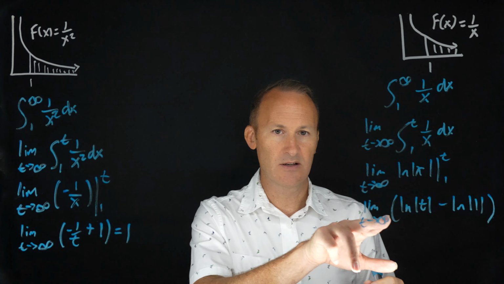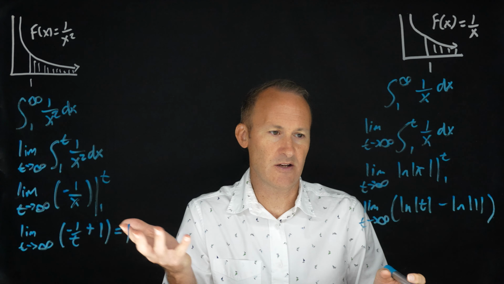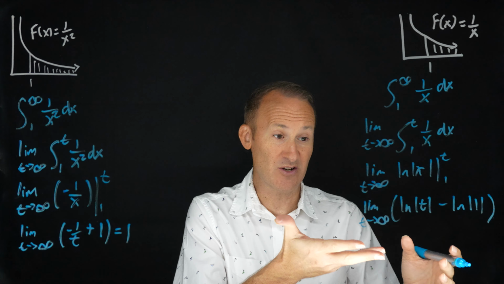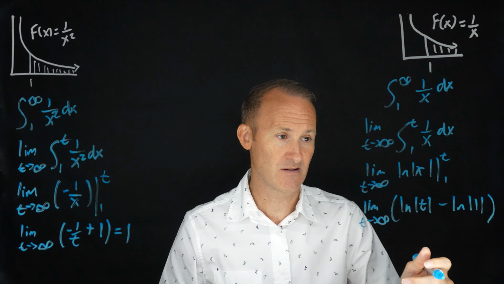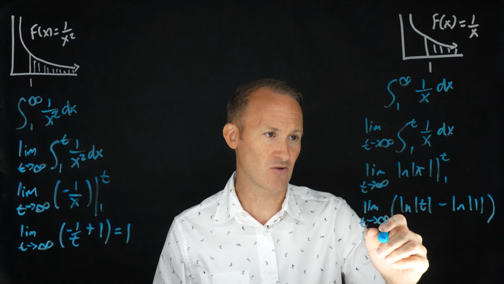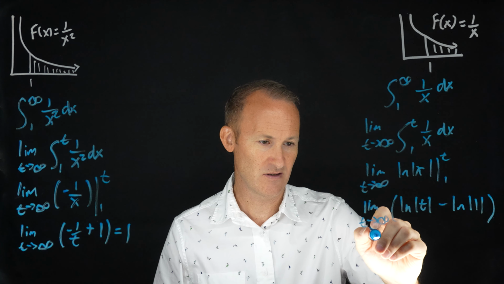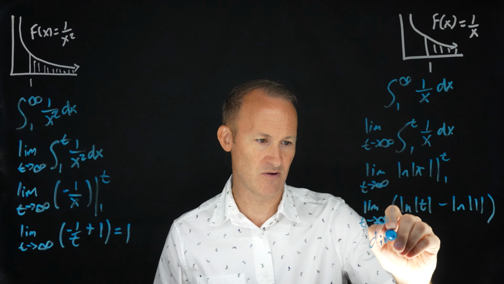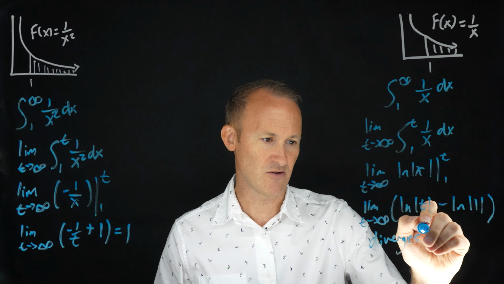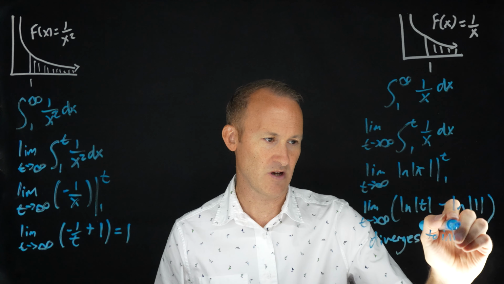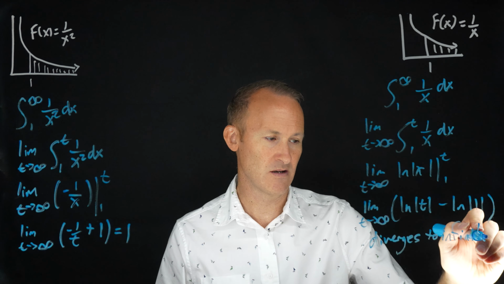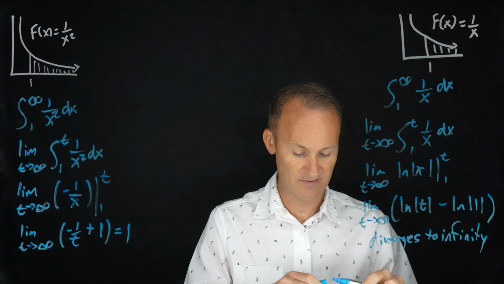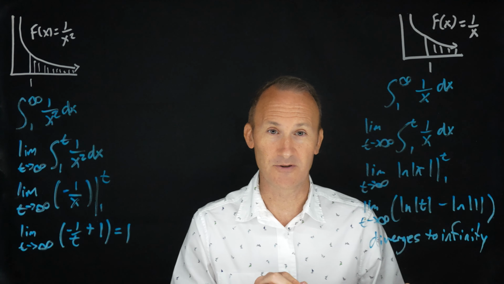But what about this? Well, natural log is an increasing function. So as t gets bigger and bigger, it gets bigger and bigger. This is infinite. So this integral is actually infinite. And what we would say is that basically it's not a number, it diverges to infinity. That is the general idea here. We have a divergent integral.